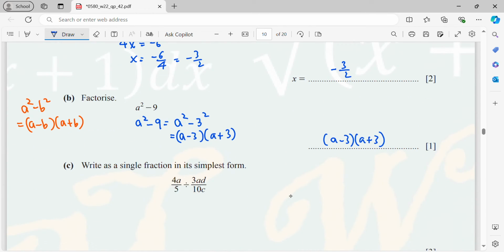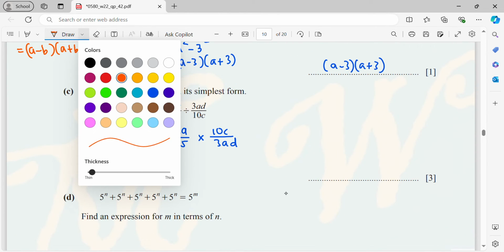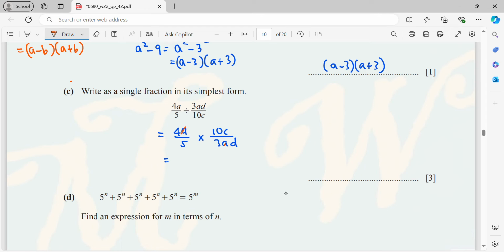C, write as a single fraction in its simplest form. So this is the same as 4a over 5 times, and when we multiply, you need to change the numerator and denominator. Then here, cancel off the terms. The a will be cancelled off. Then 5 and 10 here become 2. So it means that I will be getting 8c over 3d.